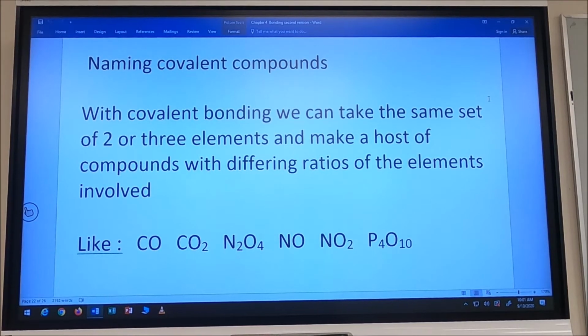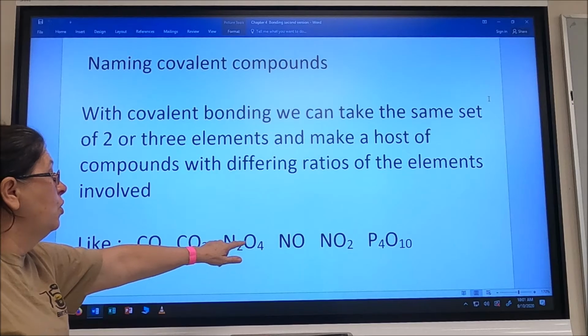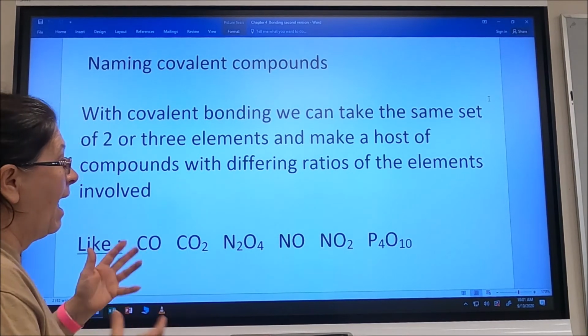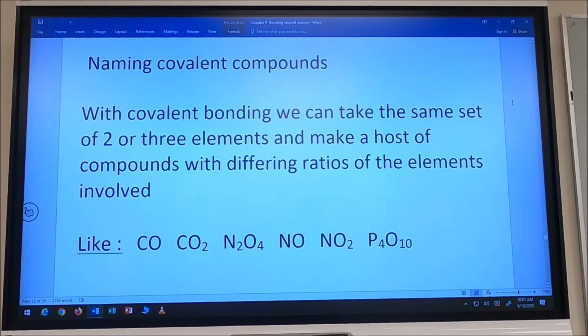Now, the secret to naming covalent compounds is going to look a little different than naming ionic compounds, because I can take the same two elements and form different covalent molecules with differing ratios of the two elements, like CO, CO2, N2O4, NO, NO2, okay? I can have different ratios. So when I'm naming covalent compounds, we've got to use prefixes.